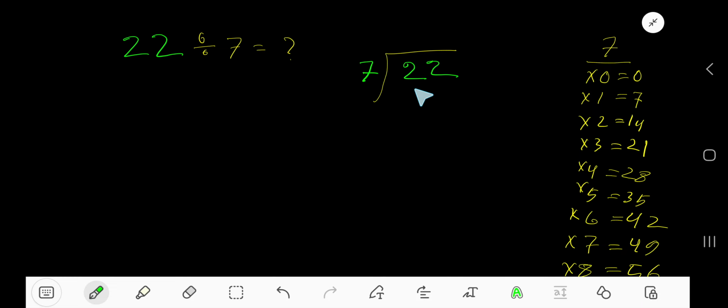7 goes into 2 how many times? Since 2 is less than 7, 0 times. 0 times 7 is 0. Subtract 2, bring down the next digit.